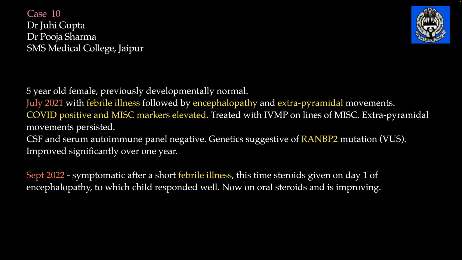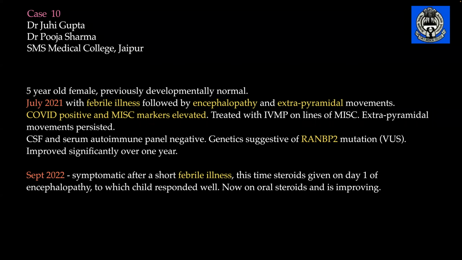Yeah, so this child had 2 episodes. The first episode was last year, and she had a febrile illness followed by encephalopathy and extrapyramidal movements, and COVID was positive, and all the MIS-C markers were elevated. So she was actually treated as MIS-C with steroids. And I have seen the child on both occasions only after the acute episode has subsided.